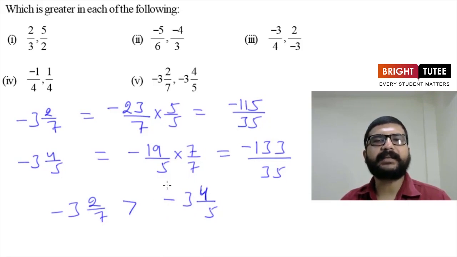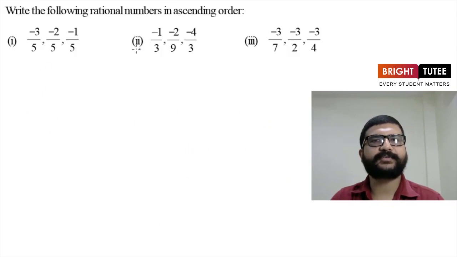So this is how we can compare mixed rational numbers or mixed form of rational numbers. First of all, we have to convert them into improper fractions, and then we can make their denominator same and we can compare them easily. Now here is the last question of this session.